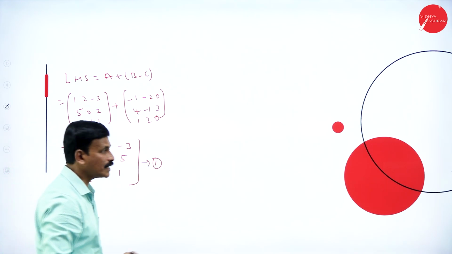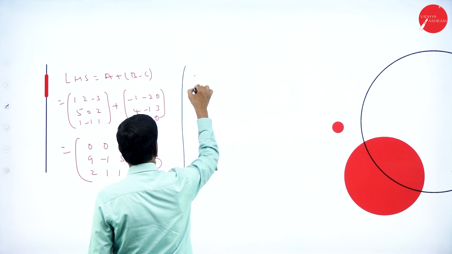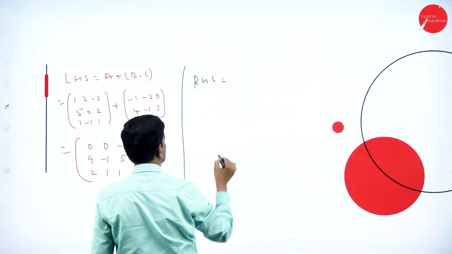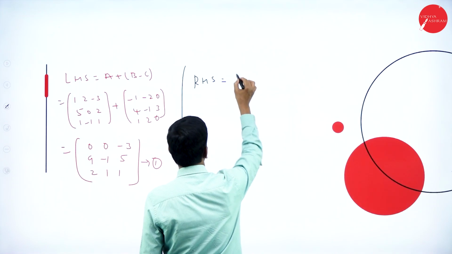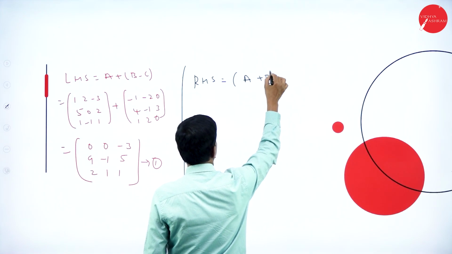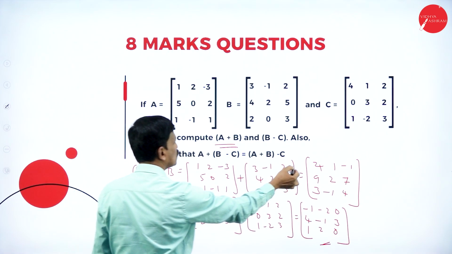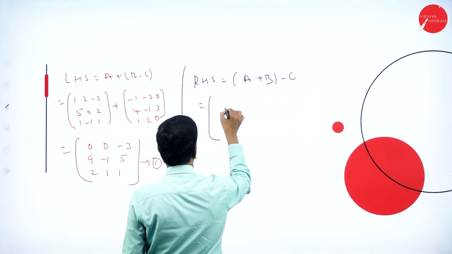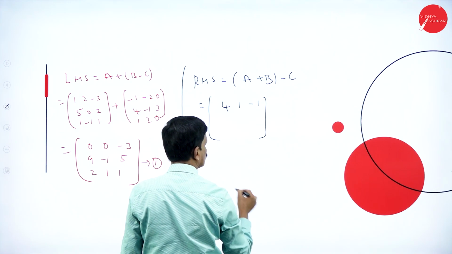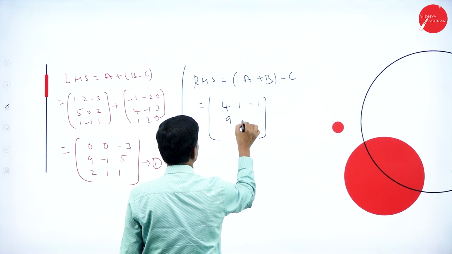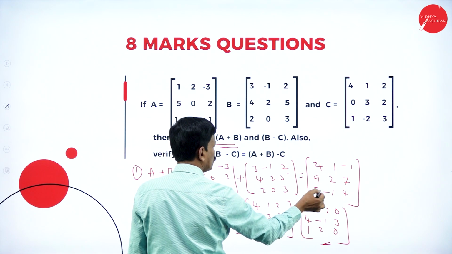Okay. On the other hand, take the right hand side, RHS. What is RHS? RHS is A plus B minus C. Now, what is A plus B? This is A plus B: 4, 1, minus 1. Then 9, 2, 7. And 3, minus 1, 4.